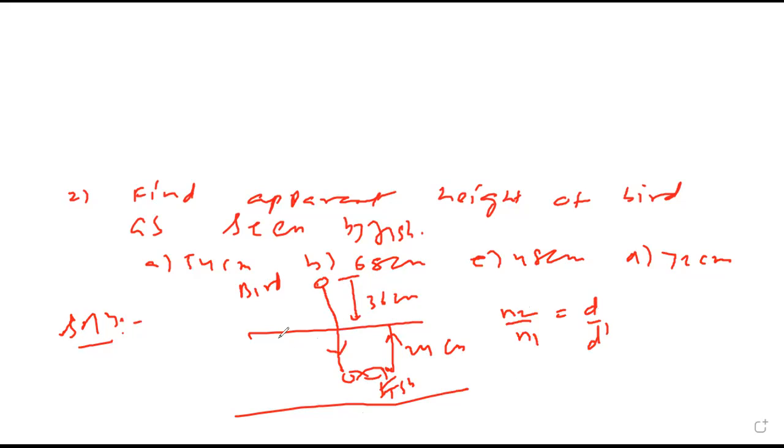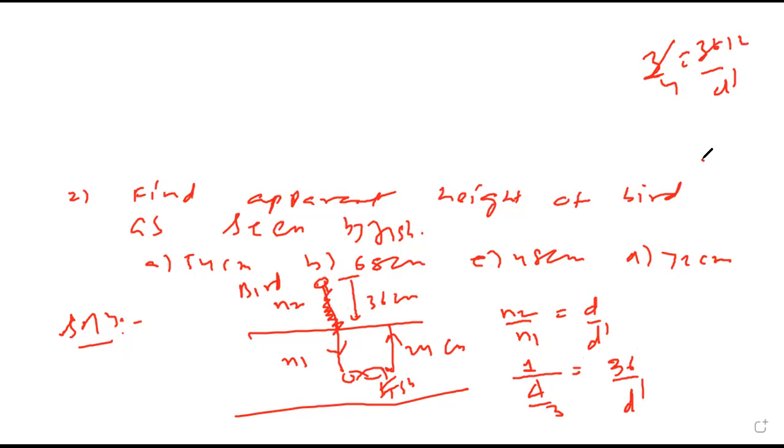But n2 now: from where it comes out is n2, where it goes is n1, this we have to remember. So n2 is the bird's position in air, 1, n1 is 4/3, d is the bird's position from the surface, 36, because distance is always measured from the surface. Now d dash: 3/4 is 36 upon d dash, 3 into 12, so d dash is 48. From the surface the bird will appear to be at 48.